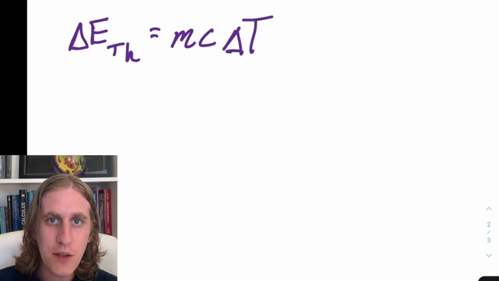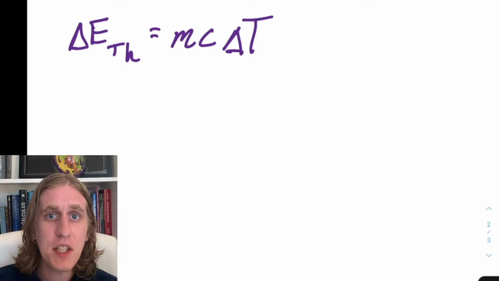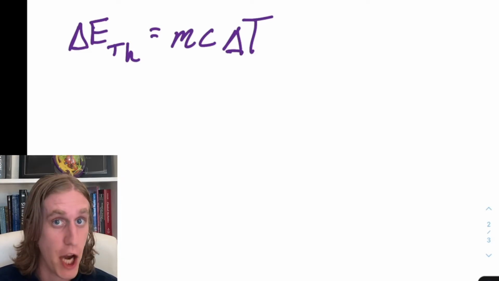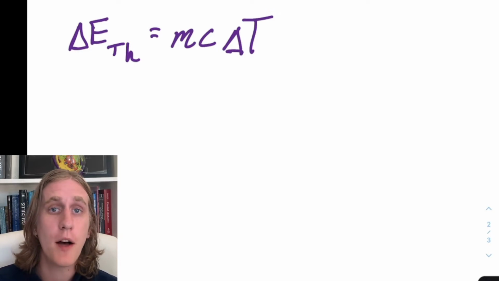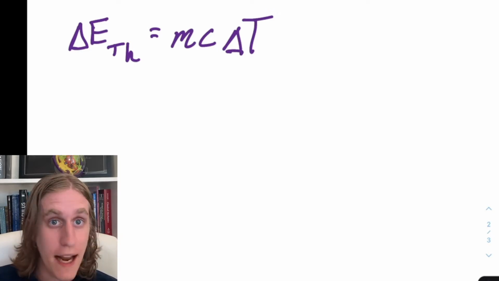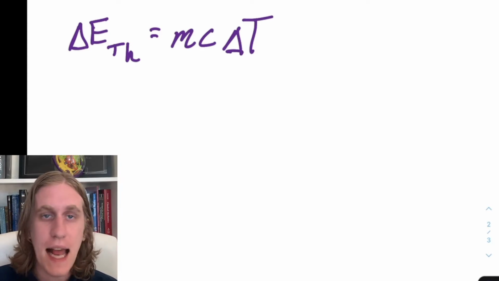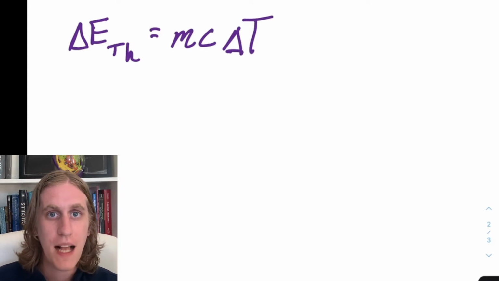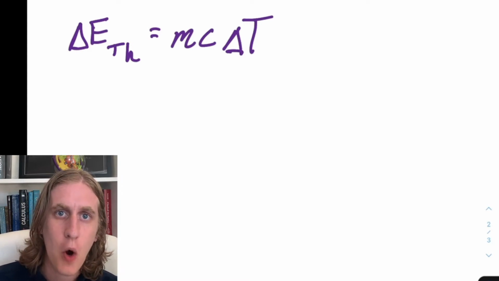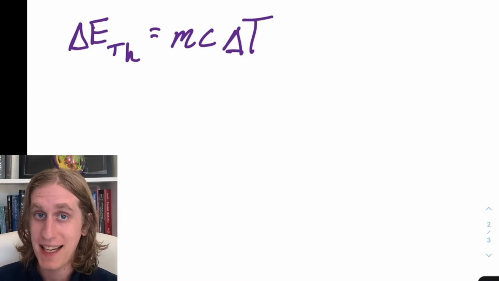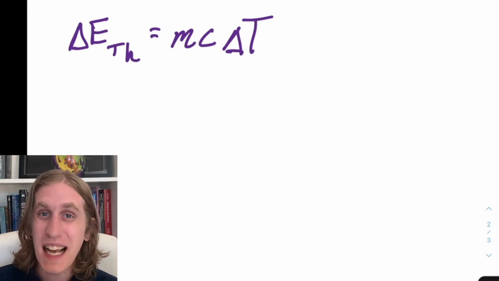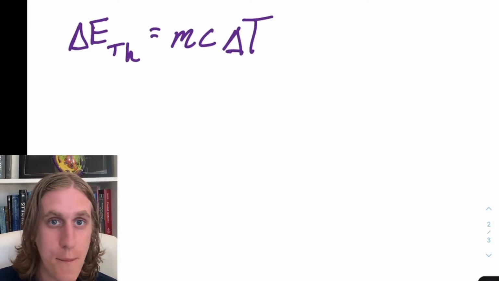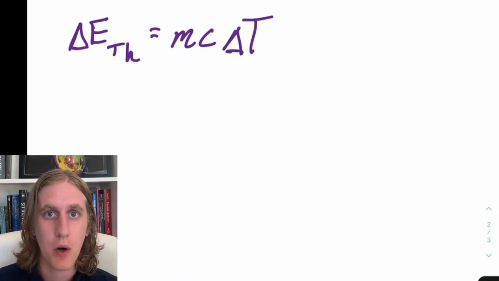Now, notice one interesting thing about this equation. If the temperature increases, delta T, the change in temperature, is a positive number, meaning that the change in thermal energy will also be positive. If the object is cooling down, though, delta T will be negative, and delta E thermal will also be negative. This matches with what we said earlier. When objects warm up, their thermal energy is increasing, and when objects cool down, their thermal energy is decreasing. In other words, as long as what you put into delta T makes sense, you don't have to worry about the signs. They'll just work out on their own.